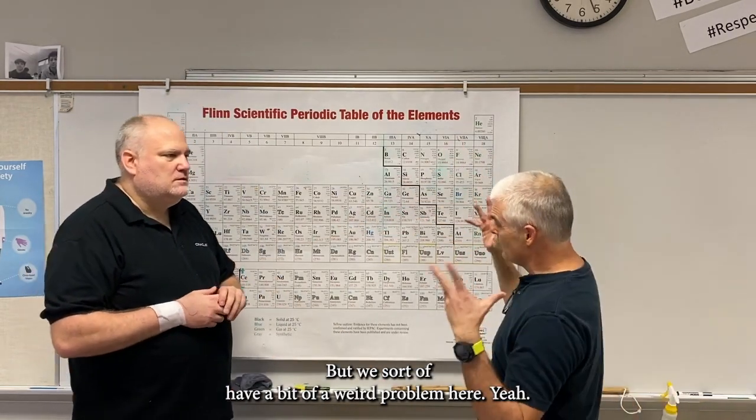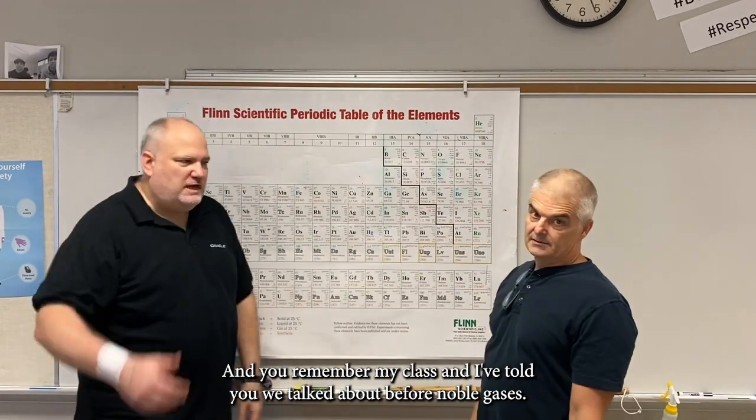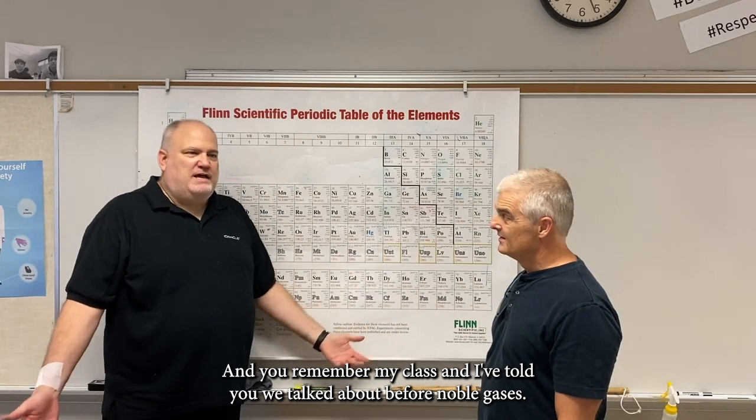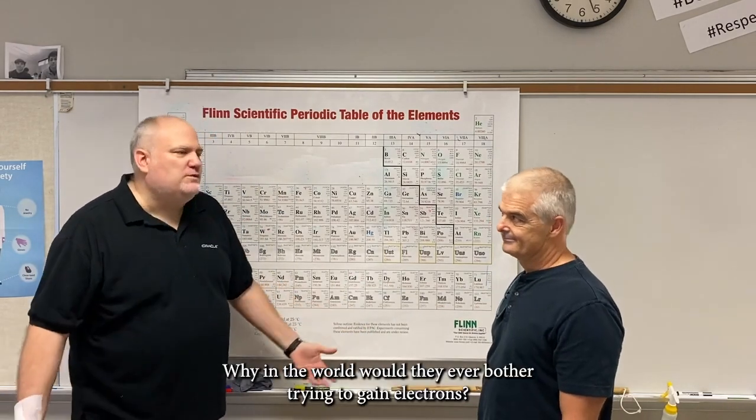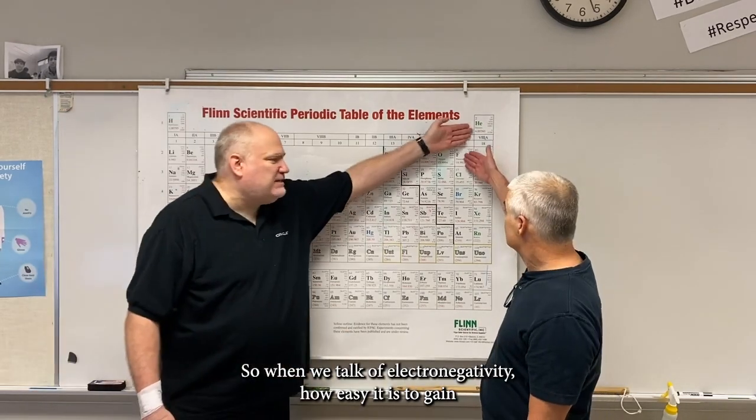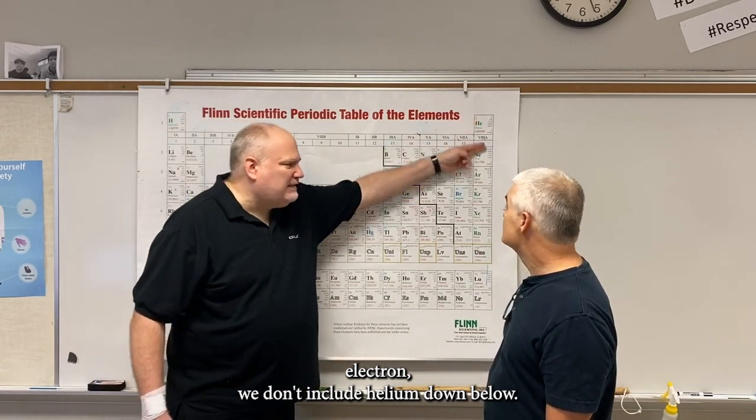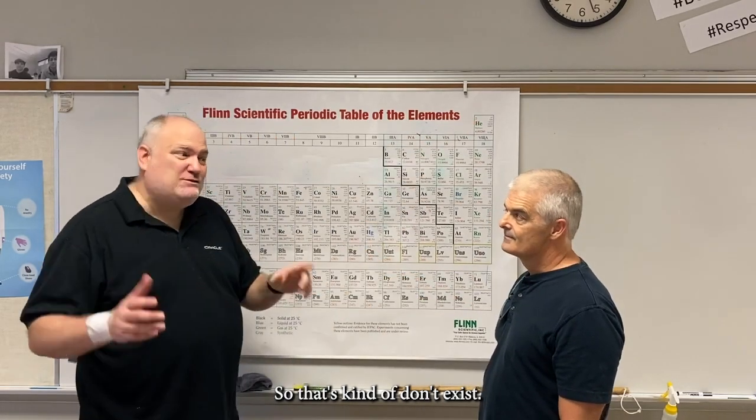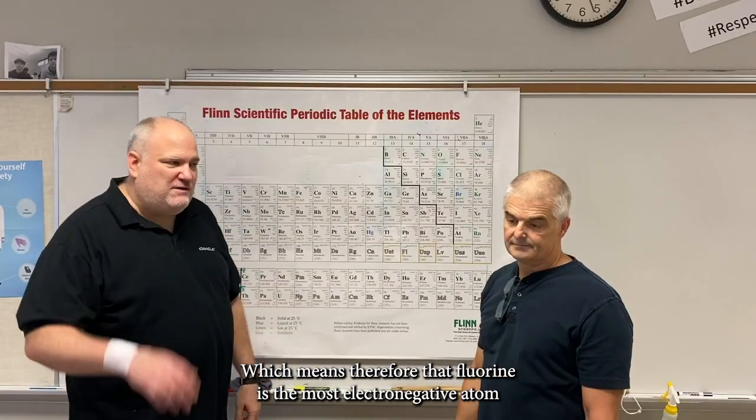But we sort of have a bit of a weird problem here. This far column over here are the noble gases. And you remember in my class, we talked about it before. Noble gases, don't they have it set? They're happy. They have full outer shells. Why in the world would they ever bother trying to gain electrons? And they don't. So when we talk about electronegativity, how easy it is to gain an electron, we don't include the noble gases, helium down below, so those kind of don't exist, which means therefore that fluorine is the most electronegative atom on the periodic table.